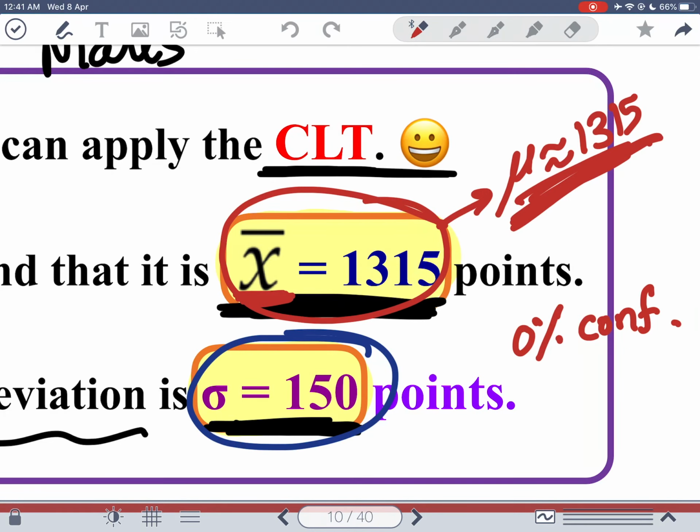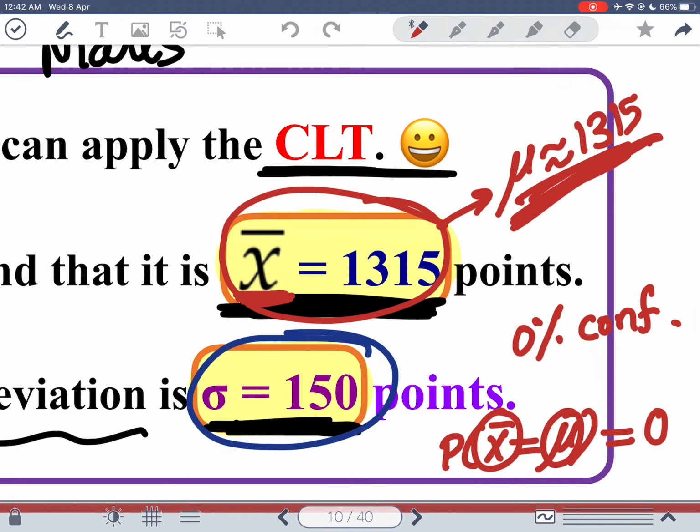You'll be 0% confident that your mu is going to be the same as x bar. The probability that x bar is a specific value, in this case mu, is 0, because we know that the probability that a random variable is a specific value is 0. Watch one of the videos that I had before when we were solving exercises on normal distributions, where I showed you why the probability that the random variable is one value is 0.